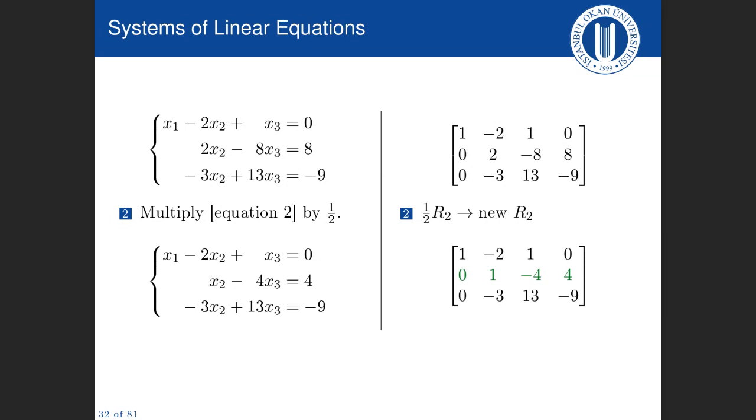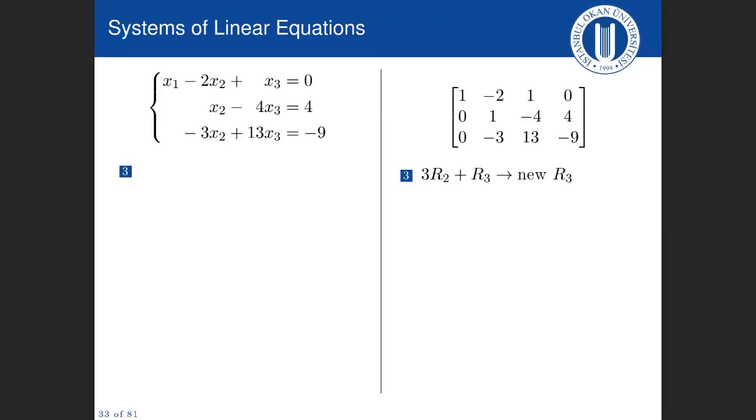Okay, let's move on to step 3. I'll copy the new linear system and the new augmented matrix again. This time I'm going to do the augmented matrix problem first. I'm going to take 3 times row 2 plus row 3, and I'm going to use this to be my new row 3.